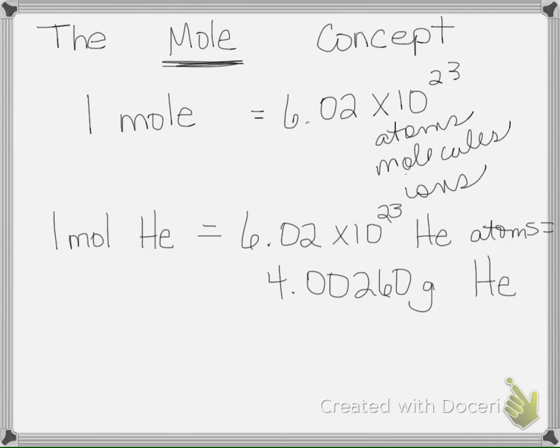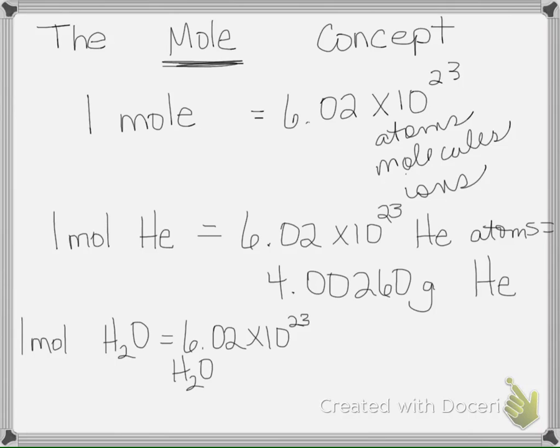So that's a mole of a single atom, a mole of helium. What if I were talking about a mole of water? How many water molecules would that be? A mole of water. Not a trick question. What did we say up here? A mole is... Exactly. So a mole of water is 6.02 times 10 to the 23rd water molecules.